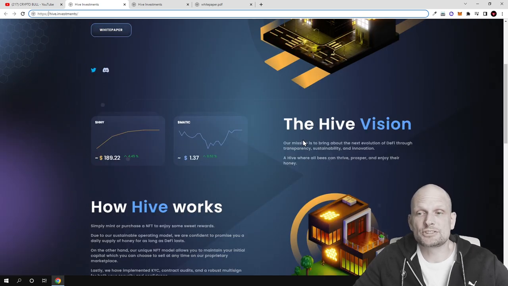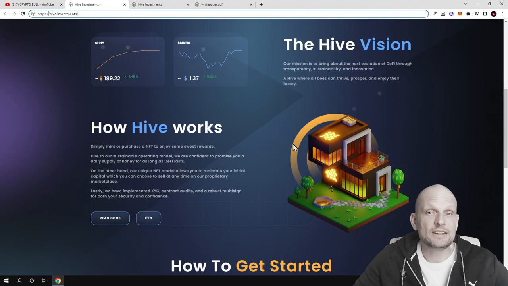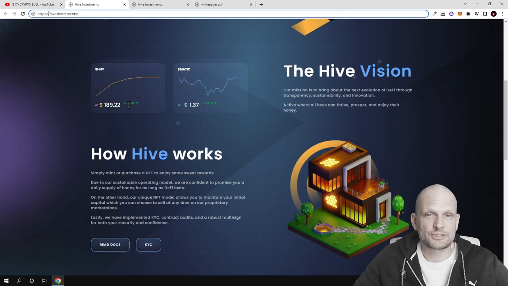The Hive vision is, our mission is to bring about the next evolution of DeFi through transparency, sustainability and innovation. A hive where all bees can thrive, prosper and enjoy their honey. And what they mean by honey is these tokens, guys. As you can see here, guys, there is the honey token. You can see that currently one honey token costs $189, and this honey token is built on Polygon chain.